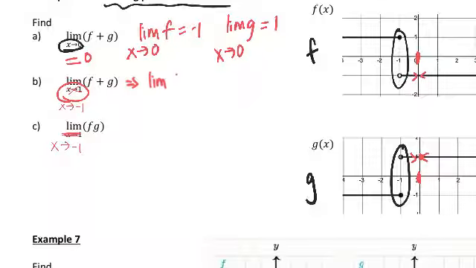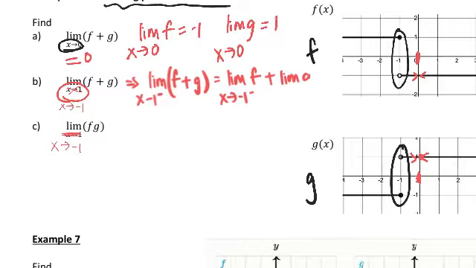So we do limit of f as x approaches negative 1, or we could do it this way. We can say this as x approaches negative 1 from the left. This is equal to the limit of f as x approaches negative 1 from the left plus the limit of g as x approaches negative 1 from the left. And those two will be, from the left, it's going to be 1 and negative 1, right? So this answer will be 0, okay?